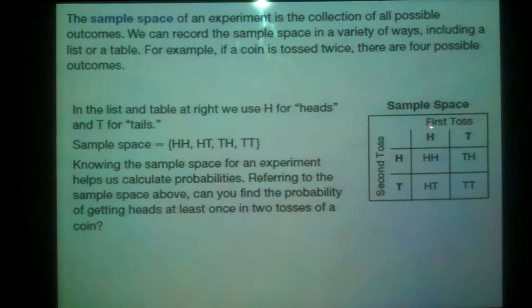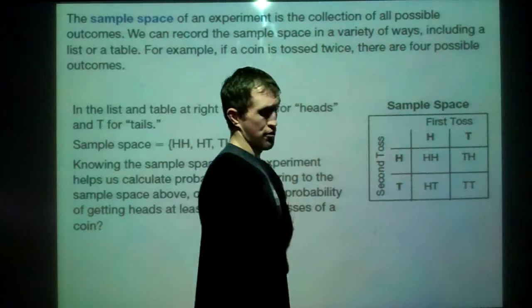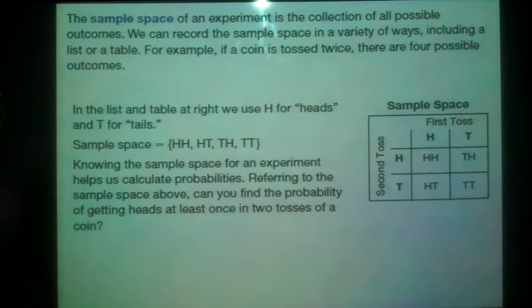Let's say on your first toss, you're either going to get a heads or tails. And on your second toss, you're either going to get a heads or a tails. So then we combine by columns and rows. Heads, heads here. Tails, heads. Heads, tails. Or tails, tails. Now, order does matter here. So the number of outcomes would be 4.